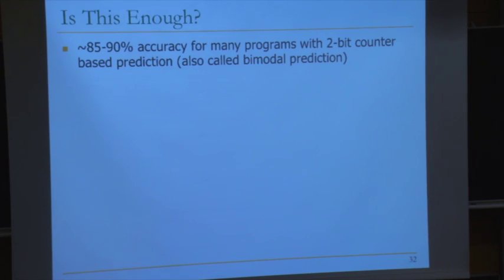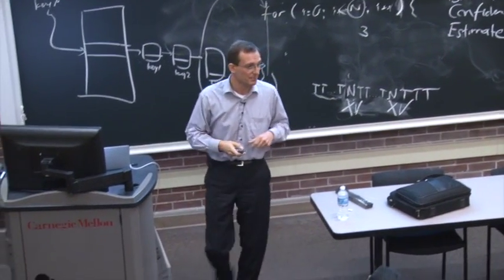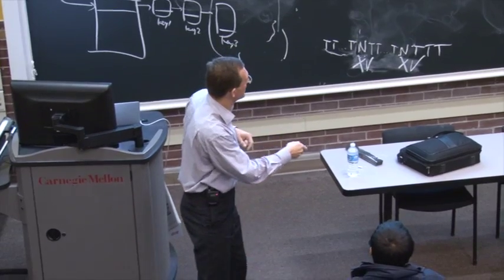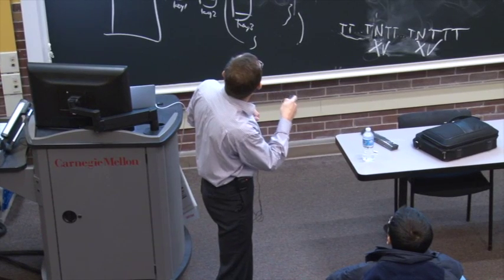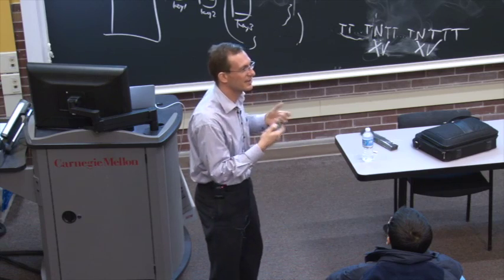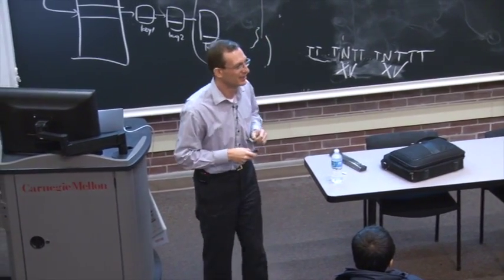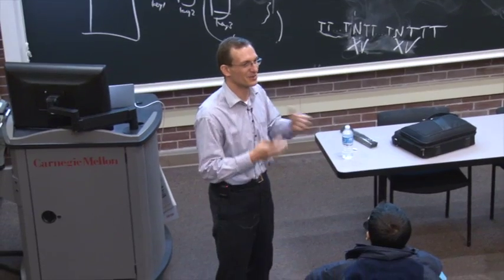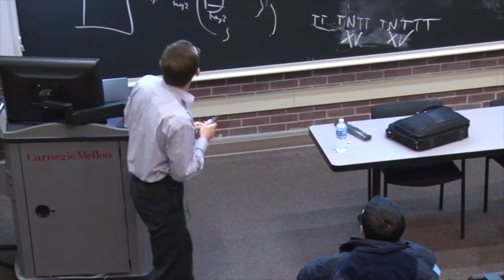OK. So is this enough? We're making this thing more complicated now. It's not that bad, and it turns out you get 85 to 90% prediction accuracy with this kind of state machine in most programs. It's also called bimodal prediction, by the way. If you hear that, what is bimodal prediction? This is bimodal prediction. I don't think there's a good reason for that name. It could have been better. But 2-bit counter prediction is another name.